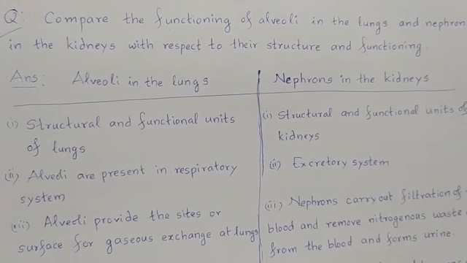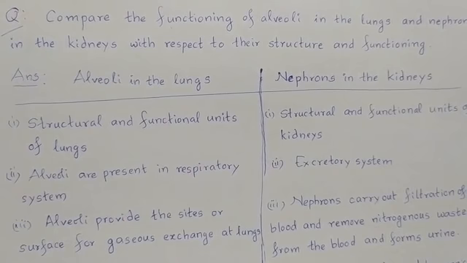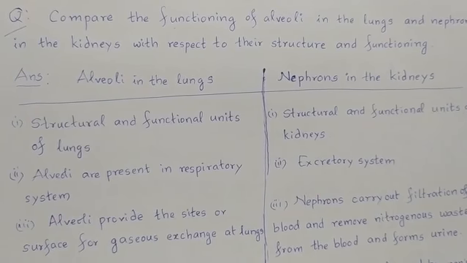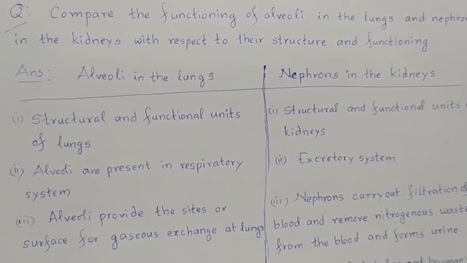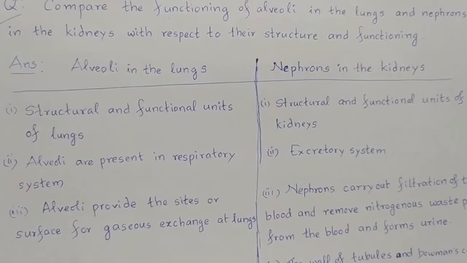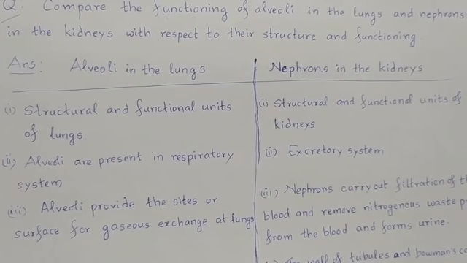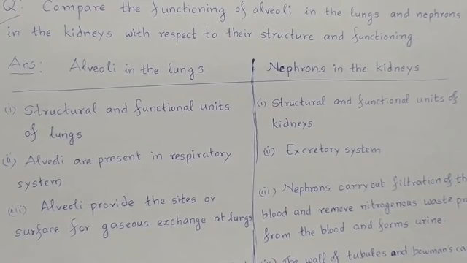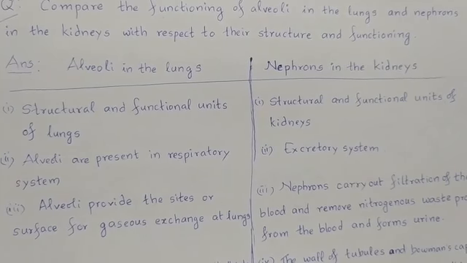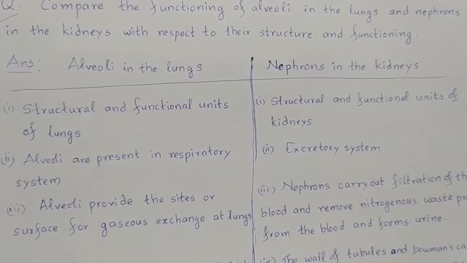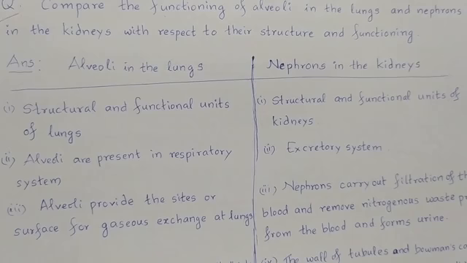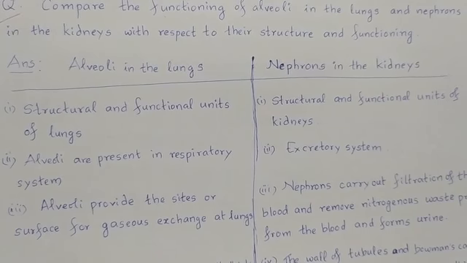Next, compare the functioning of alveoli in the lungs and nephrons in the kidneys with respect to their structure and functioning. So, alveoli of the lungs and nephrons of the kidneys are compared in their structure and in their functioning here. Alveoli, as we already discussed, are the sacs or balloon-like structures. Nephrons are the tubular structures that carry out filtration of the blood.